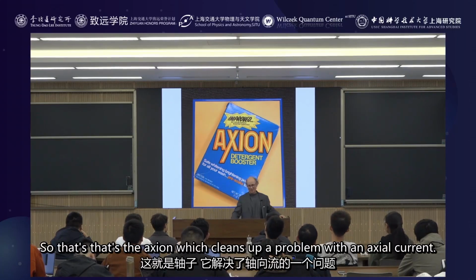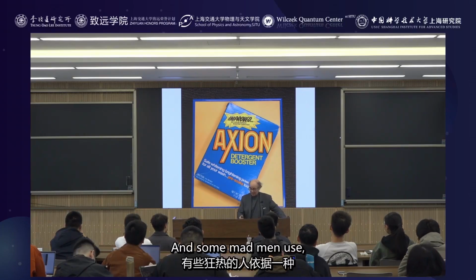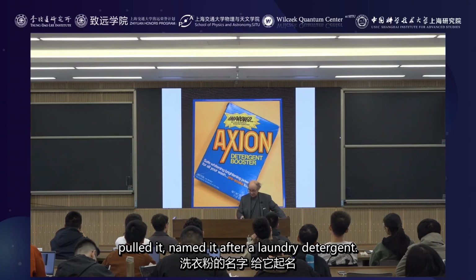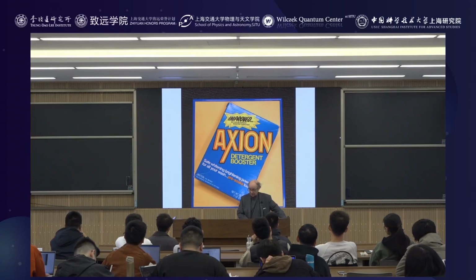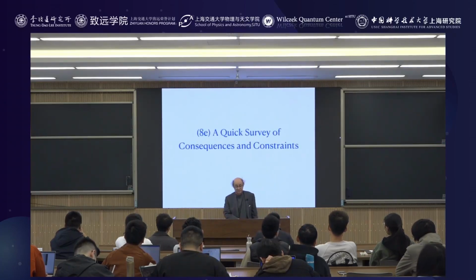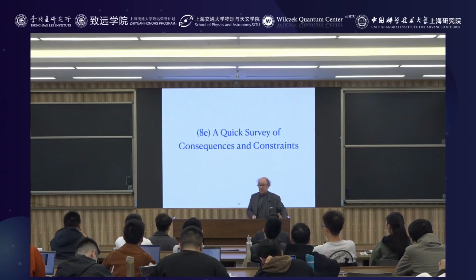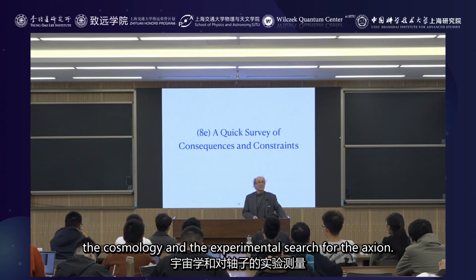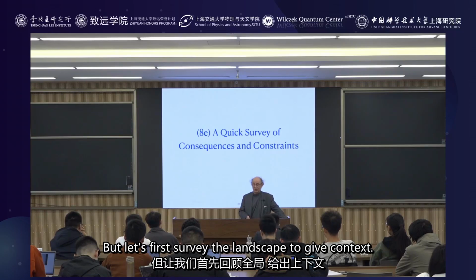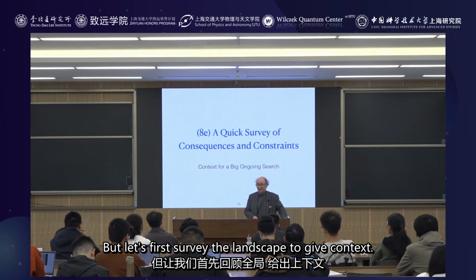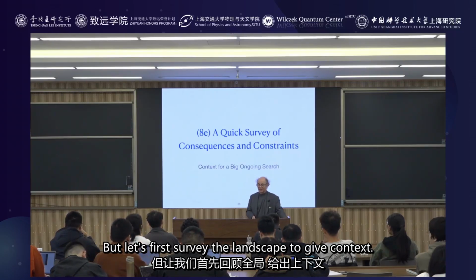So that's the axion, which cleans up a problem with an axial current, and some madman named it after a laundry detergent. So we'll be discussing in some detail the cosmology and the experimental search for the axion, but let's first survey the landscape to give context.